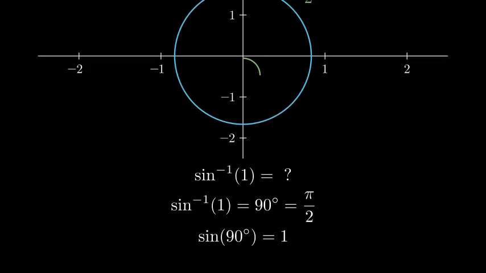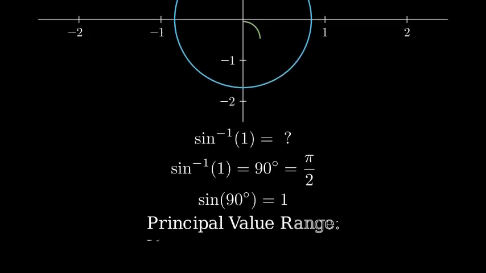We can verify this. The sine of 90 degrees is indeed 1. Note that while there are other angles whose sine equals 1, we always use the angle in the interval from -90 to +90 degrees. This is called the principal value.